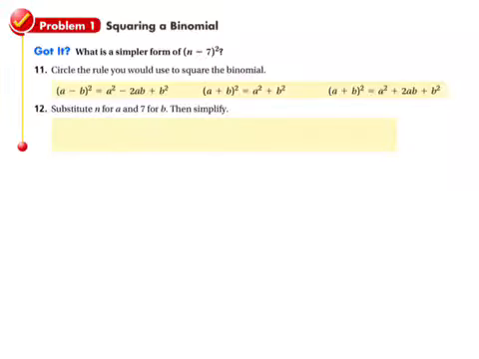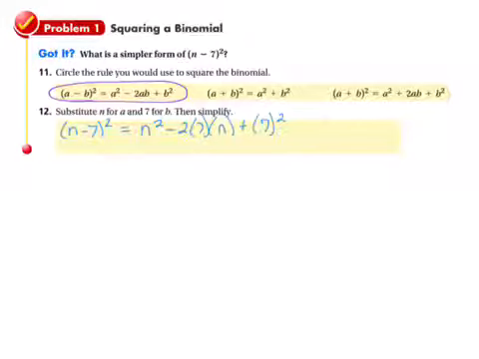What rule would you use to square the binomial, the quantity of n minus 7 squared? That's correct, the first one. So let's substitute n in for a and 7 in for b, use the rule, and then simplify. As you can see, the answer would be n squared minus 14n plus 49.